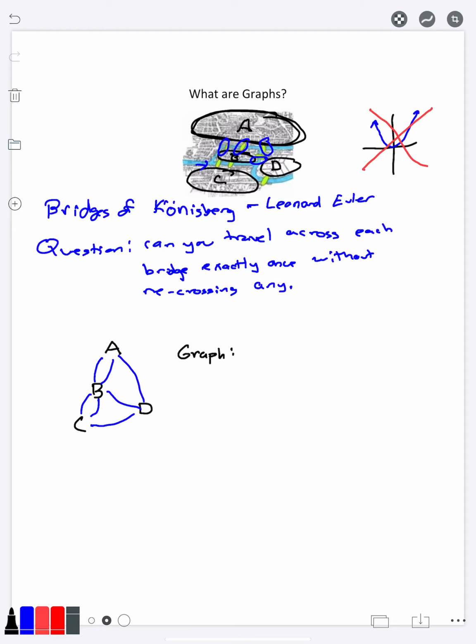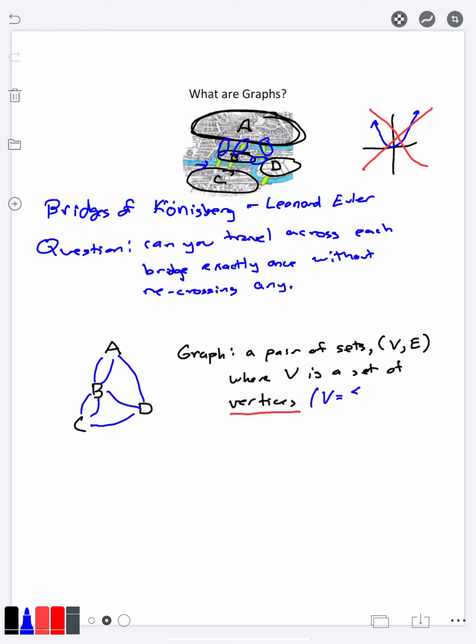And so the definition of a graph in mathematics is a pair of sets, which we're going to call V and E, where V is a set of vertices, that's where the V comes from, and in this case the set V would be A, B, C, D, and a set E of edges, and in this case E would be these different edges here.